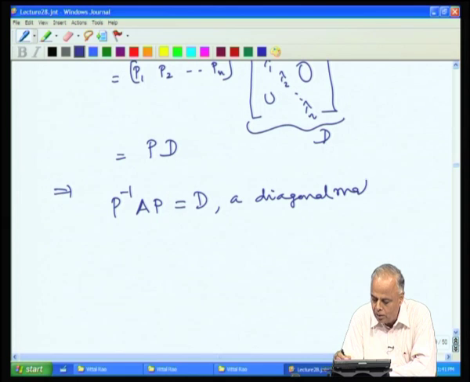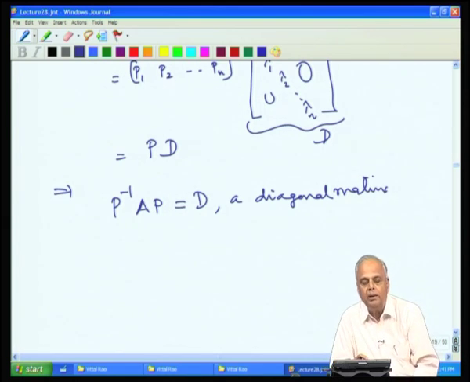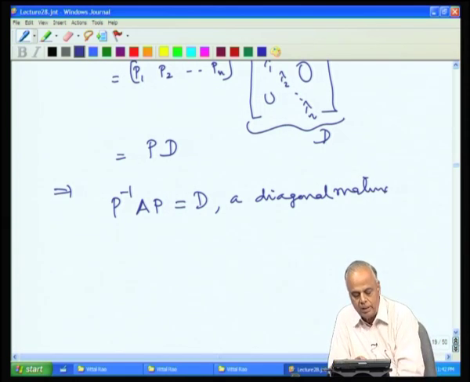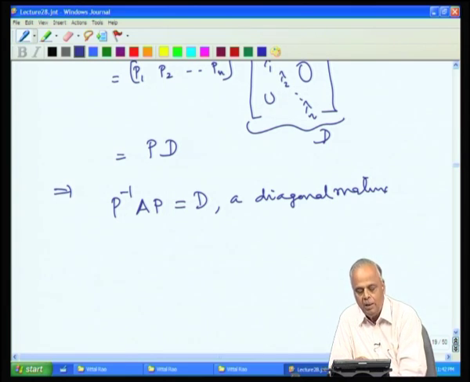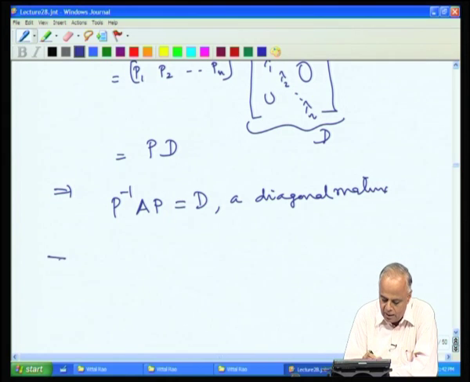So, therefore, the moment that these scalars and vectors are given, we are able to construct a real matrix P so that P inverse AP is diagonal, which means A is diagonalizable.